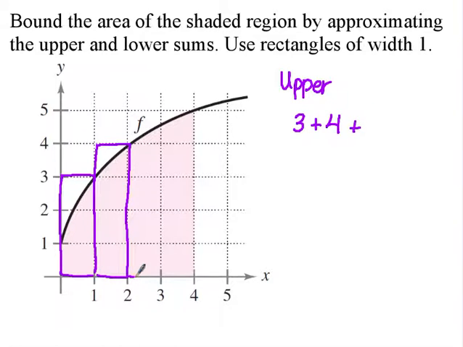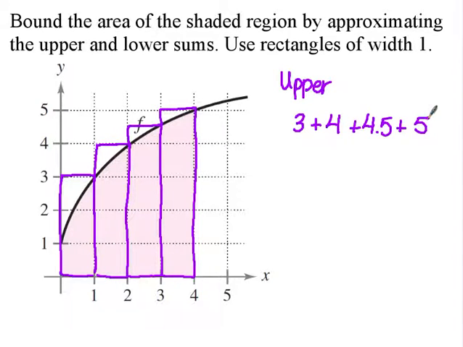My next one will be how high? 4.5. So we'll call it 4.5. And then what about the last one? 5. Okay. So my upper sum here, if I add all those together, is 16.5. So what that tells me is that the area of the pink region is somewhat below 16.5. It's not bigger than that.